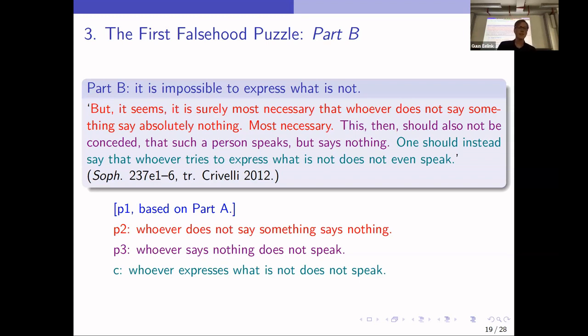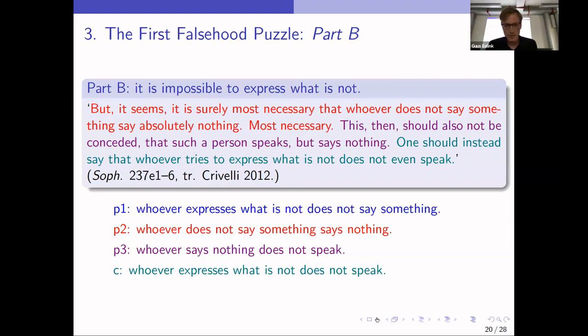Now, it seems to me that premise 2 and premise 3 are true, but that in order to get a valid argument, we need another premise. And presumably that premise is supposed to be based on part A. And what is that premise? Well, I think it's clear that it must be the premise that whoever expresses what is not does not say something. With that premise added, we get a valid argument.